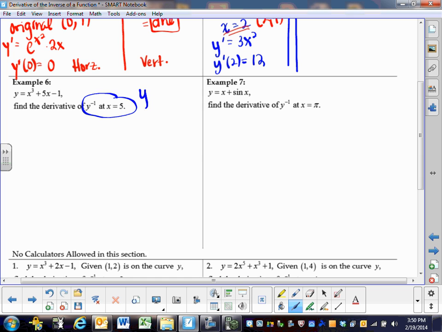That means that the inverse function has the point x is 9, y is 2. So it's the opposite. Notice on the original function it was (2, 9). The inverse function is (9, 2). So that means that the inverse has a derivative at 9 equal to 1/12.